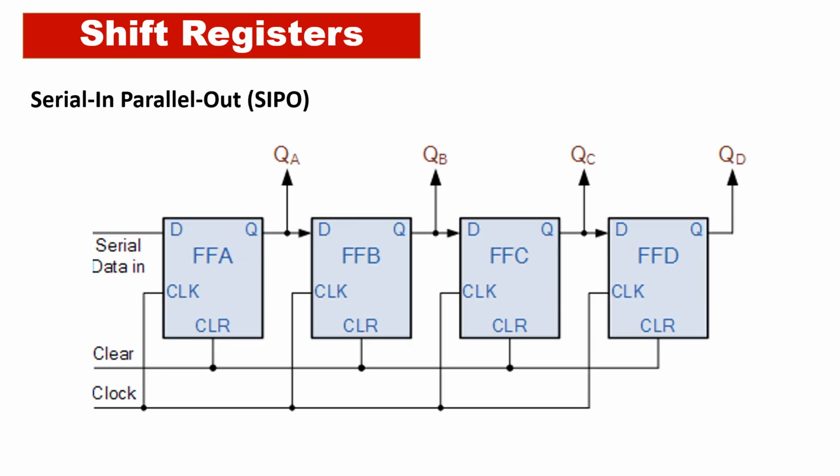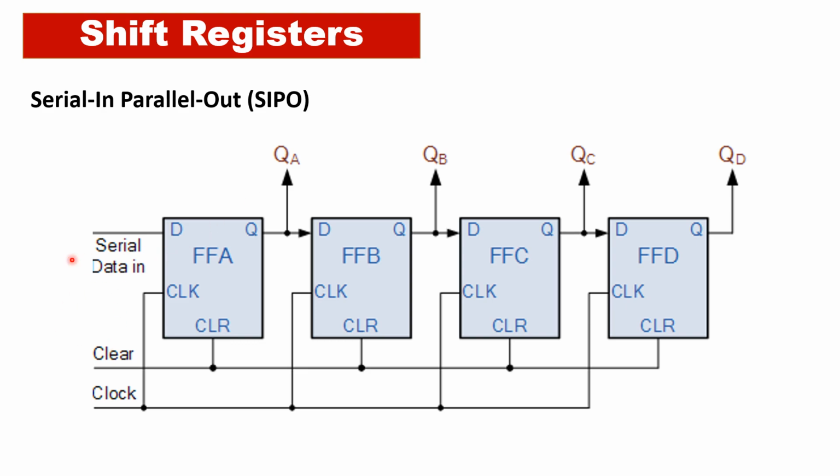In a serial in, parallel out shift register, data is fed into the register one bit at a time serially and is then outputted all at once as a set of parallel bits. It is a common type of shift register used when we need to convert serial data into parallel format.